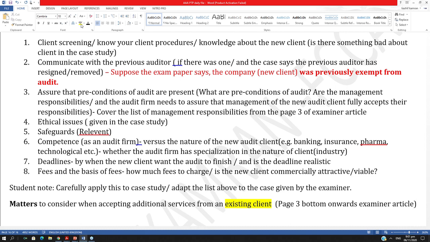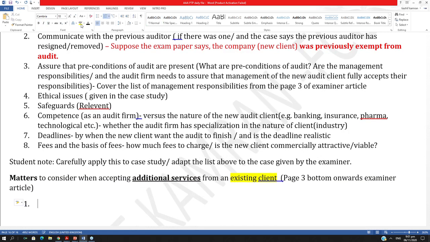Is this a reality that your existing audit client offers you more services in future? Can your existing client ask for more services? Yes, they can. So if your existing client asks for additional services from you, what do you need to consider? You need to consider first, number one, your competence.